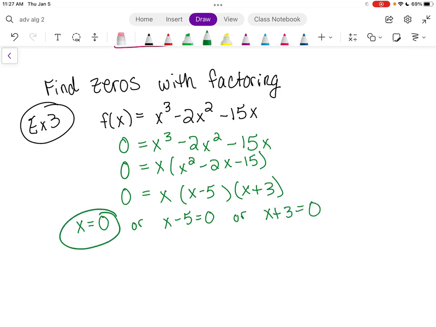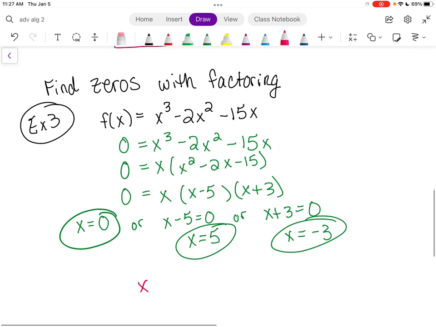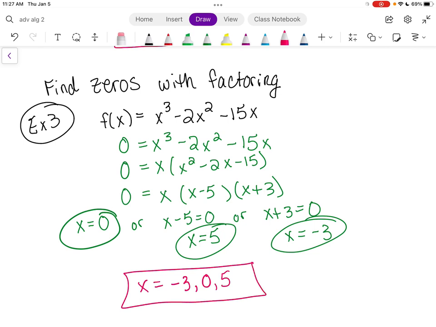I have one right here, x equals 0, or x equals 5. You could solve for x. Again, I'm going to solve for x. X equals -3. And those are my solutions. So x equals -3, 0, and 5. That's where the zeros are going to be. That's where the x-intercepts are going to be. I'm not surprised that I have 3 of them. The degree was 3. I should have had 3 solutions.